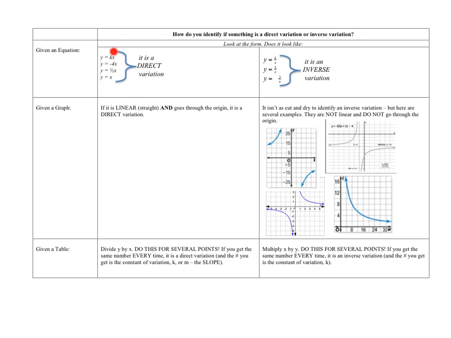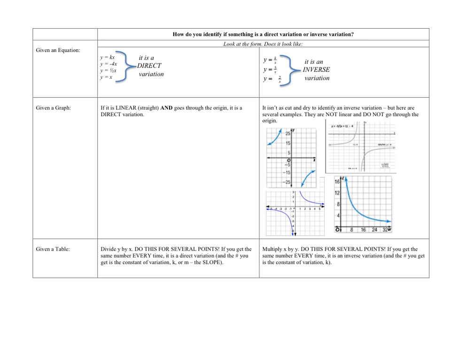Direct variations look like this. Y equals the constant times x. Here are 3 examples, right? Notice y equals x, the parent function. That's also a direct variation, okay? Inverse variations are always y equals your constant over x. So you're trying to divide by x. X will always be the denominator in an inverse variation, okay?